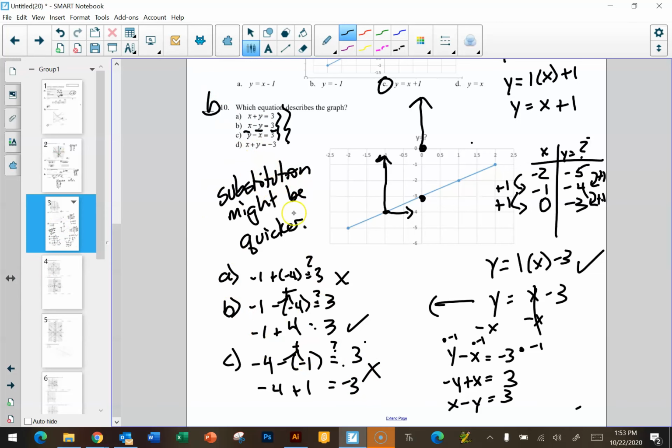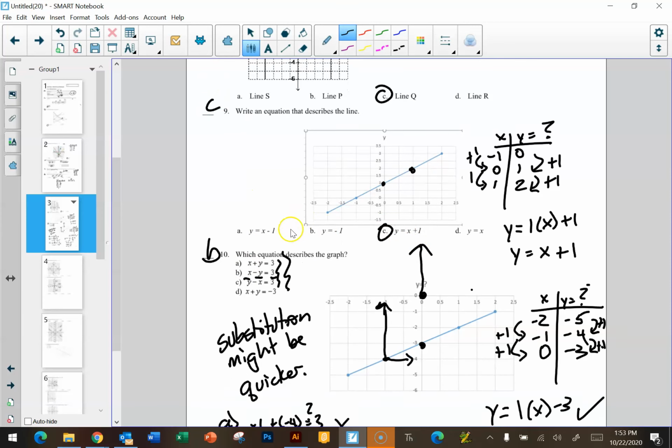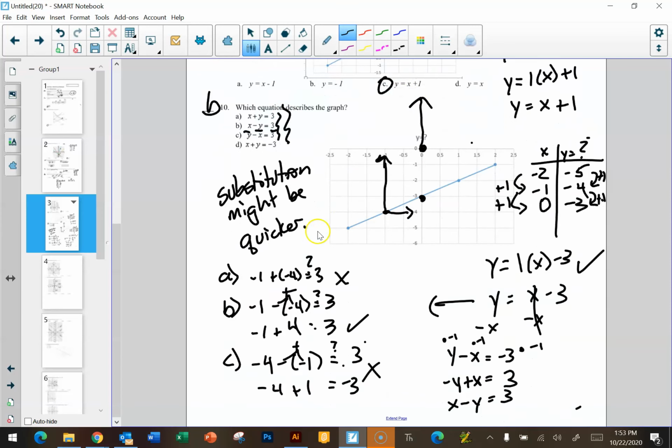So this is probably the quicker method on a question like that. And this one was really quick with the table of values, because my equation matched perfectly one of them right away. But you could have done this substitution method on this one really quickly as well, and you would have gotten the same answer. You would have gotten C. So it's up to you. Whichever one makes more sense to you is fine.